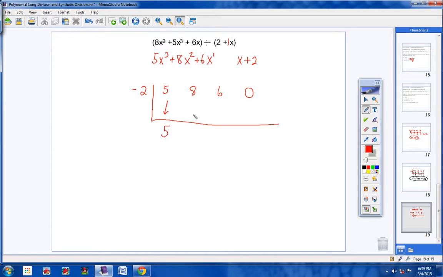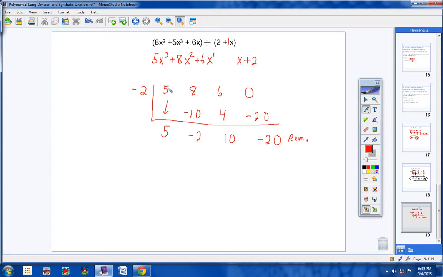-2 times 5, -10. Add these two, you get -2. Multiply -2 and -2, you get this. Add these two, you get this. Multiply -2 and 10, -20. Add those two, you get -20. Alright? So this is your remainder right here, -20.